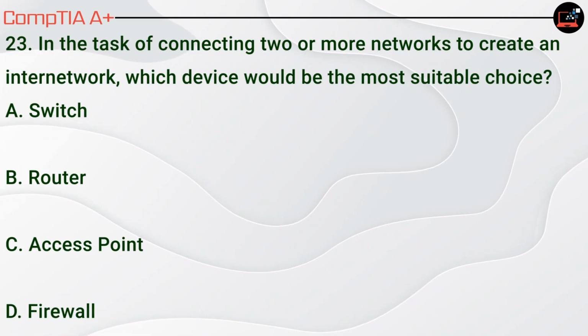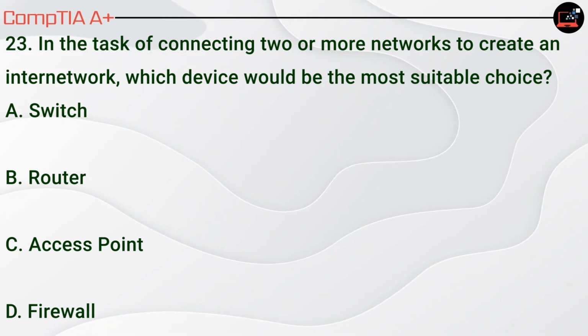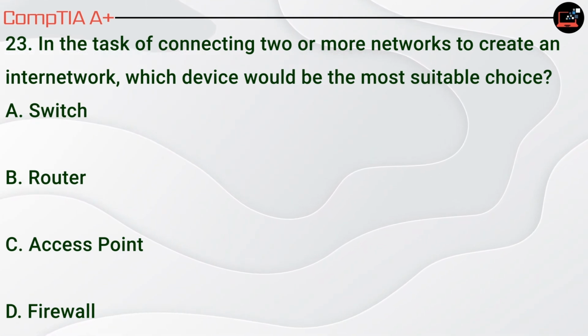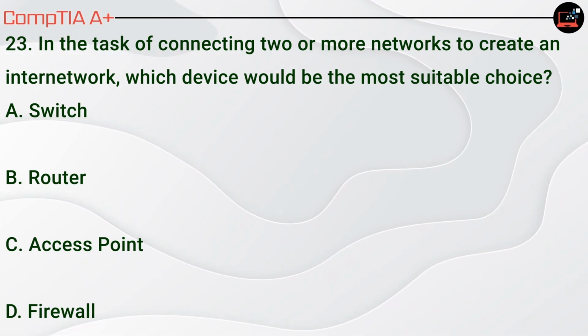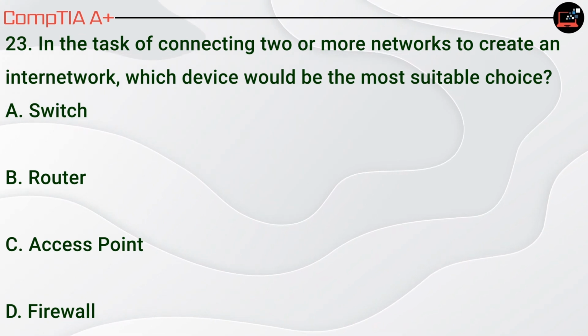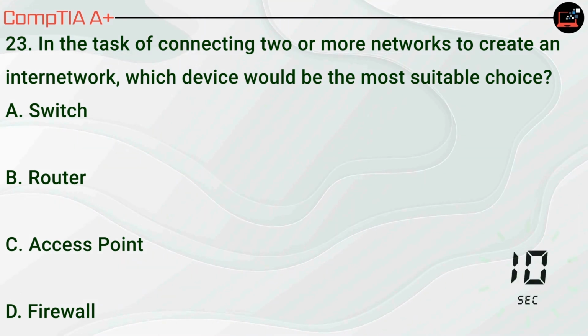23. In the task of connecting two or more networks to create an internetwork, which device would be the most suitable choice? A. Switch, B. Router, C. Access point, D. Firewall.